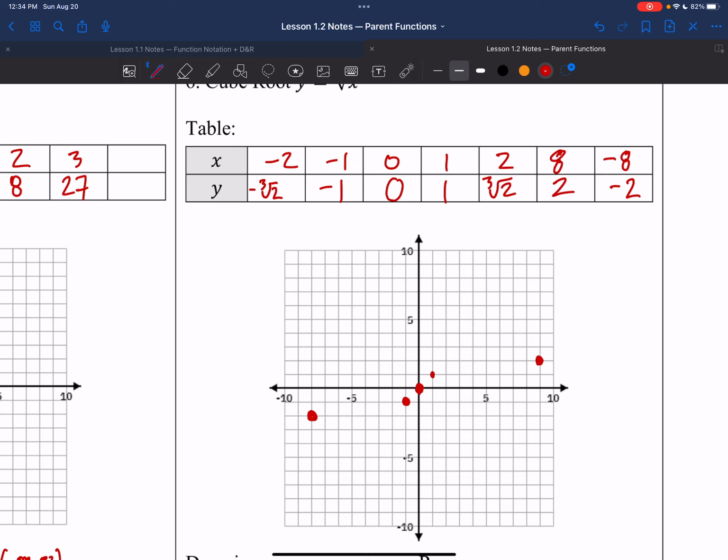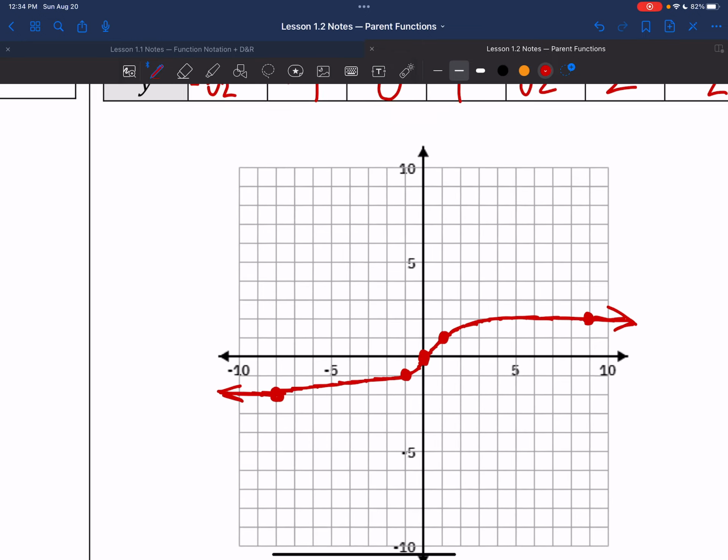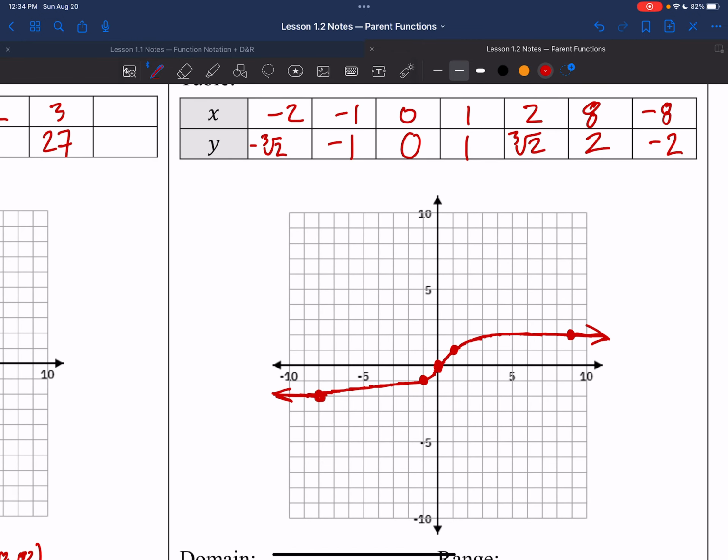Doesn't this look really similar to the cubic function, just a little bit different? Well, there's a reason for that. So, draw my little line. Make sure you get this nice curvature. It's that idea of the inflection point, just like our cube graph. The cube root looks similar. Okay? It looks something like that.